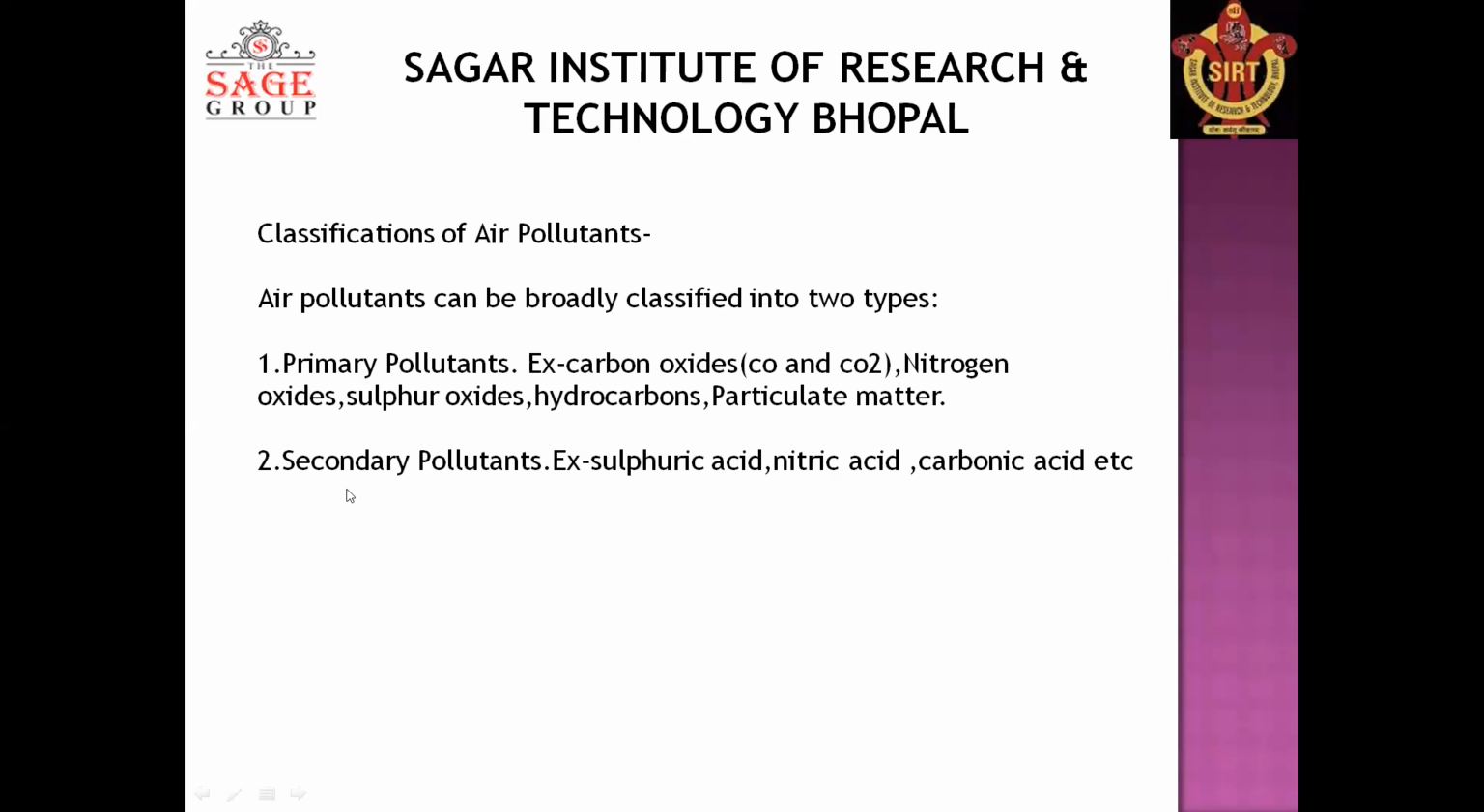And what is a secondary pollutant? When primary pollutants react with each other or with the basic components of air, they form a new pollutant that is called a secondary pollutant. Examples are sulfuric acid, nitric acid, carbonic acid. So these are some examples of secondary pollutants. So this is the classification of pollutants.